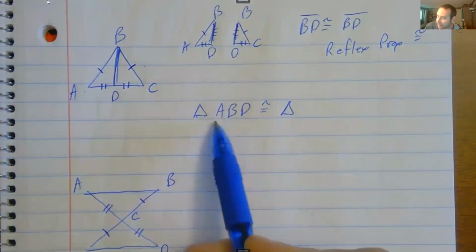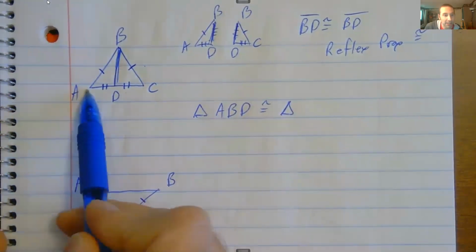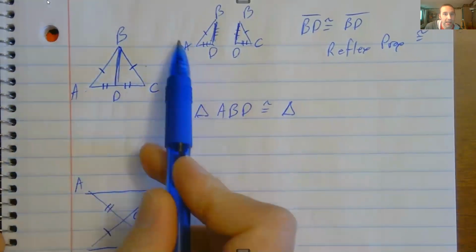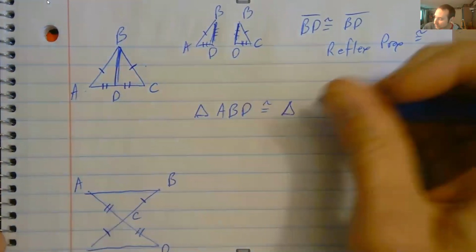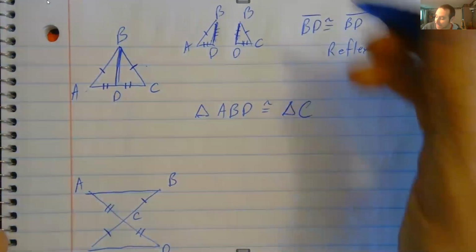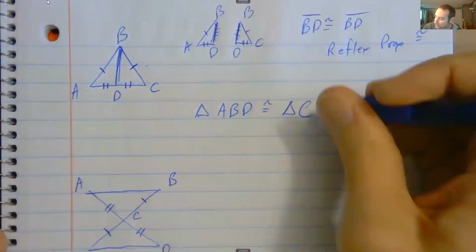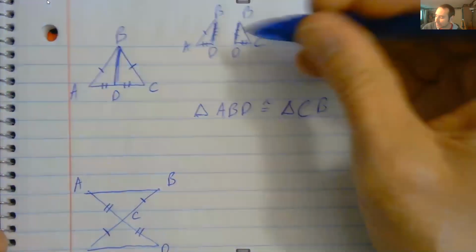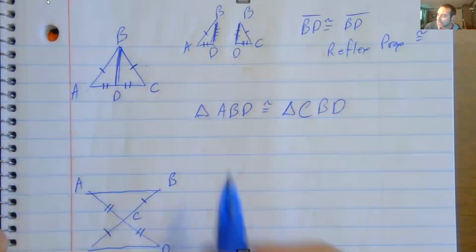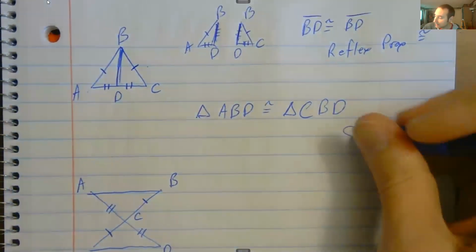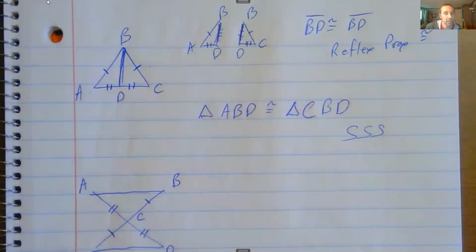So angle A, what did angle A match up with in this triangle compared to the other triangle? Well, angle A was matching up with angle C. So we're going to put a C there. In this case, this angle B and that angle B are also going to correspond with each other. So that's a B, and then this angle D and that angle D. We can say triangle ABD is congruent to triangle CBD by side, side, side. Okay, we have 3 pairs of sides. That's our side, side, side.